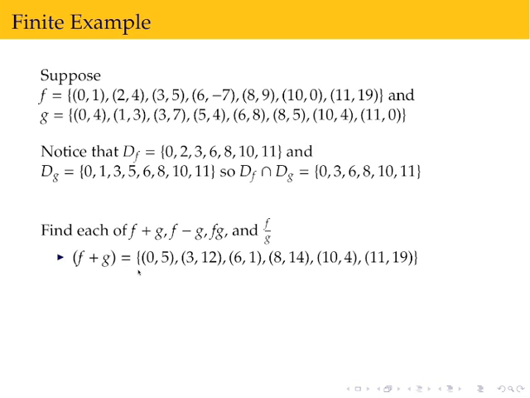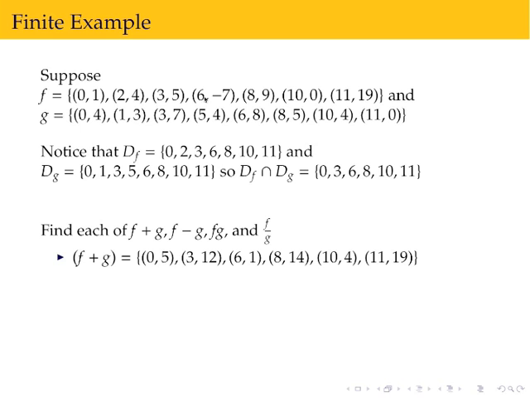So for f plus g, we're going to take each x element in the domain, and the y coordinate comes from adding the two y coordinates together. Because this is f plus g, I add f of x and g of x. f of 0 is 1, and g of 0 is 4. So f of 0 plus g of 0 gives me 5. Similarly, when my x is 3, f of 3 is 5, g of 3 is 7, so f of 3 plus g of 3 is 5 plus 7, which is 12.